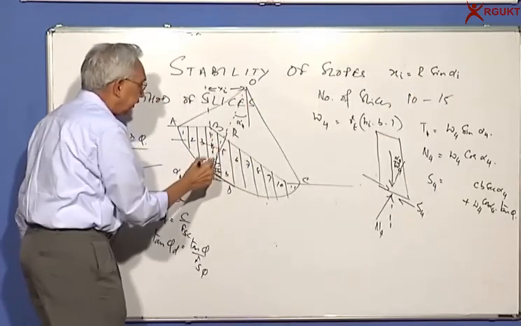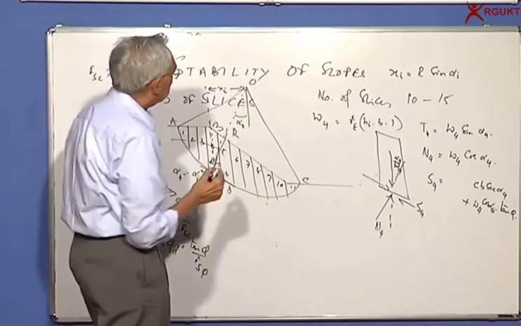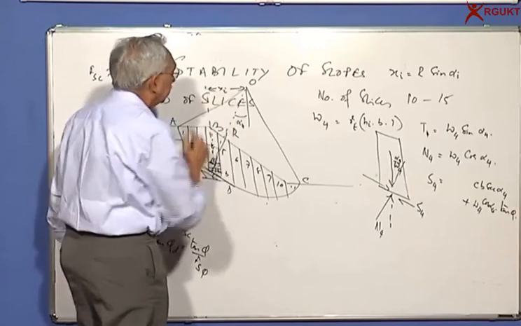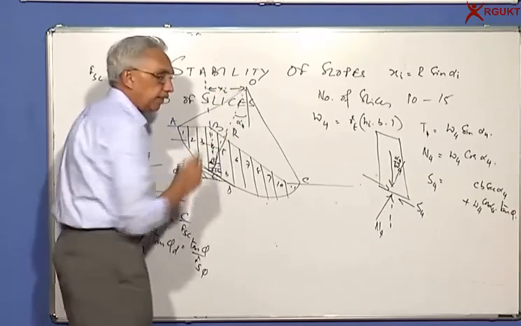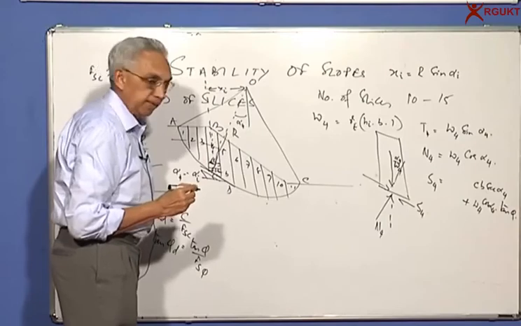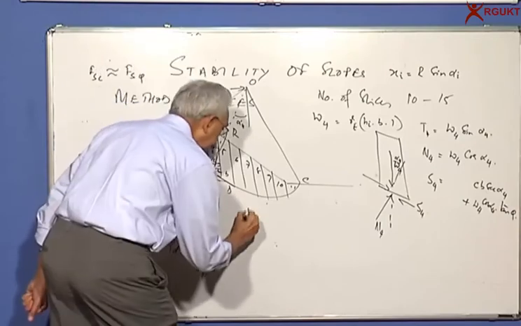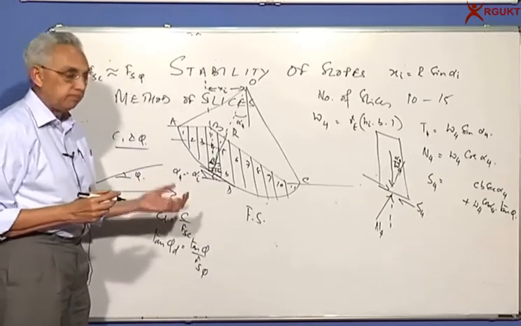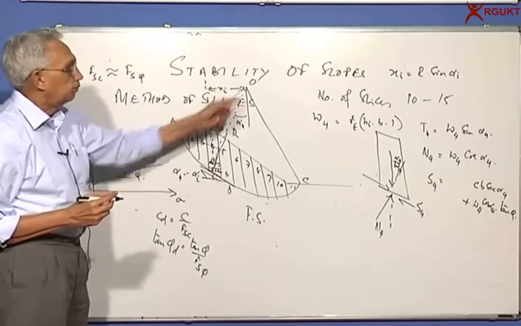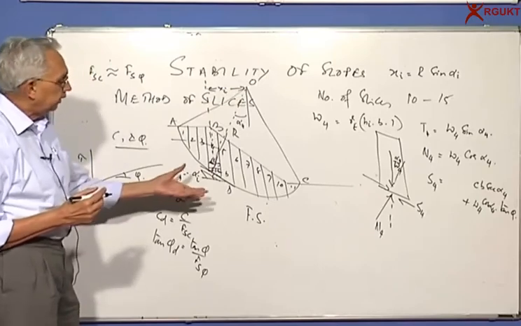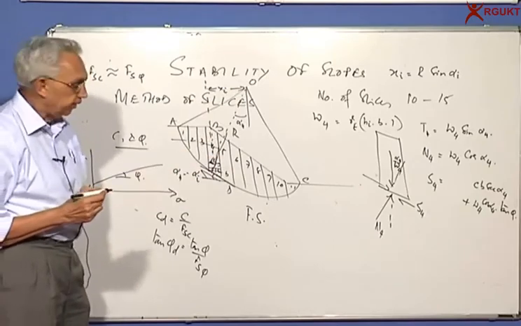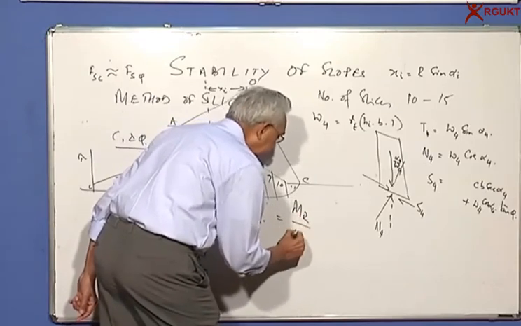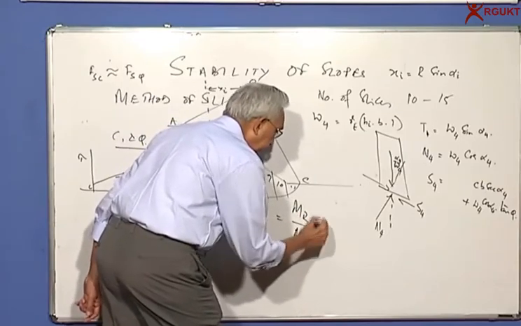This is the radius, this angle is alpha, so this distance is r, the radius, times sine alpha i. Now you can calculate the overall factor of safety by taking moments of all the resisting forces about the center O and dividing by the moment of the activating forces. By definition, moment of resisting forces over moment of activating forces.